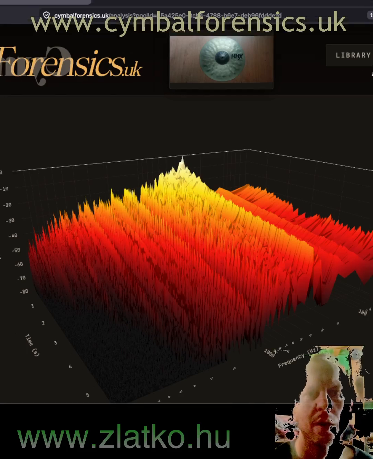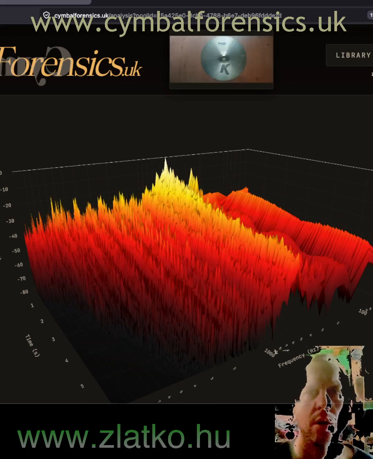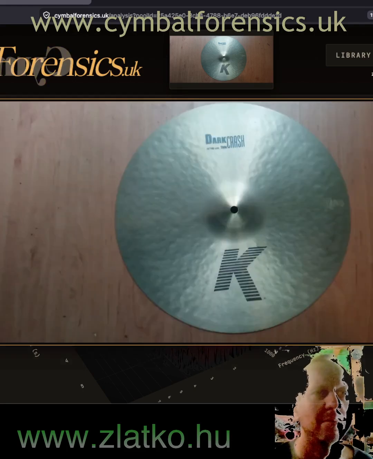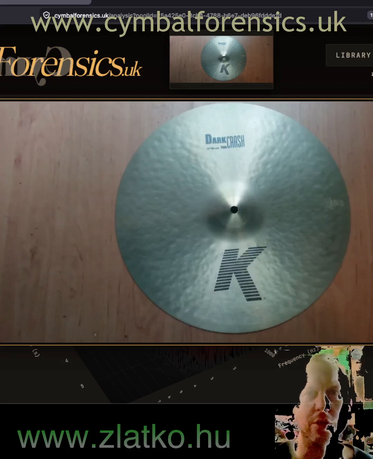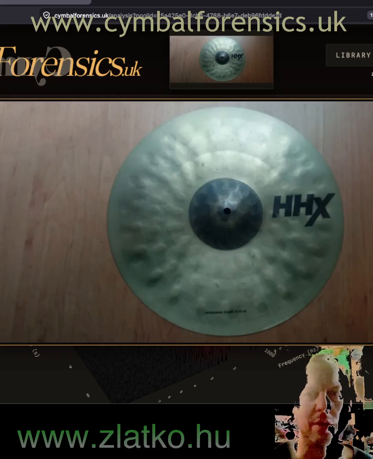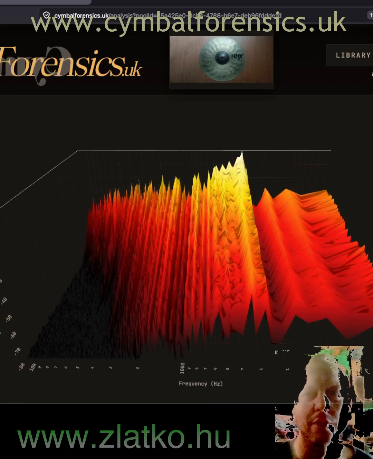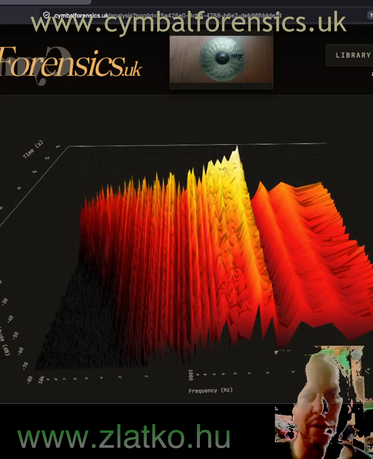Well, this is it. The first decent look at the platform. So these are the two crashes I will compare. Both 16 inches, top of the pops, I imagine. Although each cymbal is unique, and this one isn't particularly unique, whereas this one I consider particularly unique. But yeah, let's see what we can get from these graphs and all the rest.